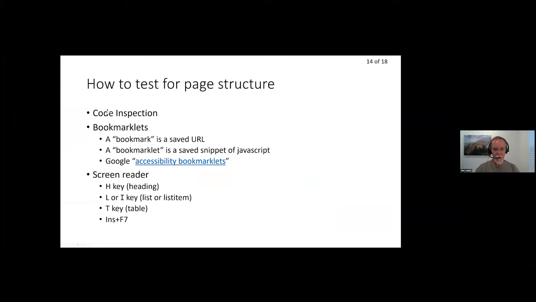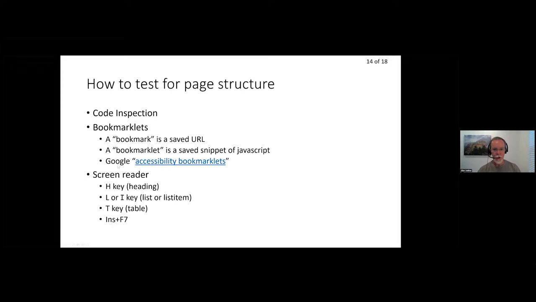So I mentioned a test for page structure. You can use code inspection. We just inspected the H element. Bookmarklet, we use that to highlight the heading, or use a screen reader. I can navigate using the H key and it'll jump to all the headings. If there's no heading, then it won't find it. And that's just another way to test it. I probably use, in this case, maybe bookmarklets to highlight all the headings to see what's marked as a heading.